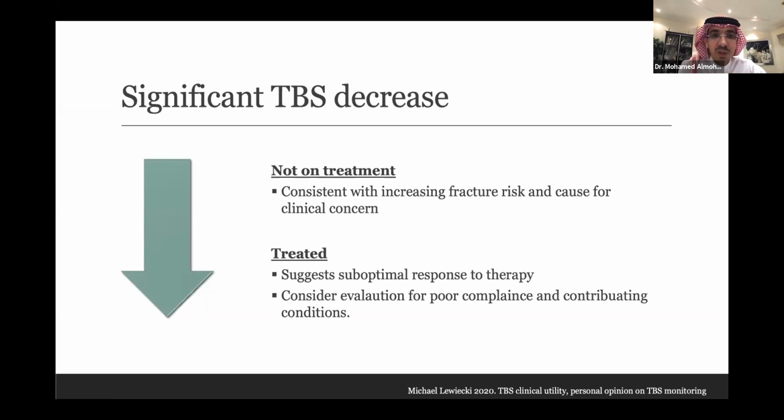So, in regard to monitoring, based on his personal experience and the best available data that we have: if you have a TBS that's decreasing and the patient is not on treatment, that is perhaps consistent with an increase in fracture risk. If the patient is on treatment and TBS is declining, that might suggest a suboptimal response to therapy, and you might consider further evaluation in regard to compliance or emerging secondary causes.